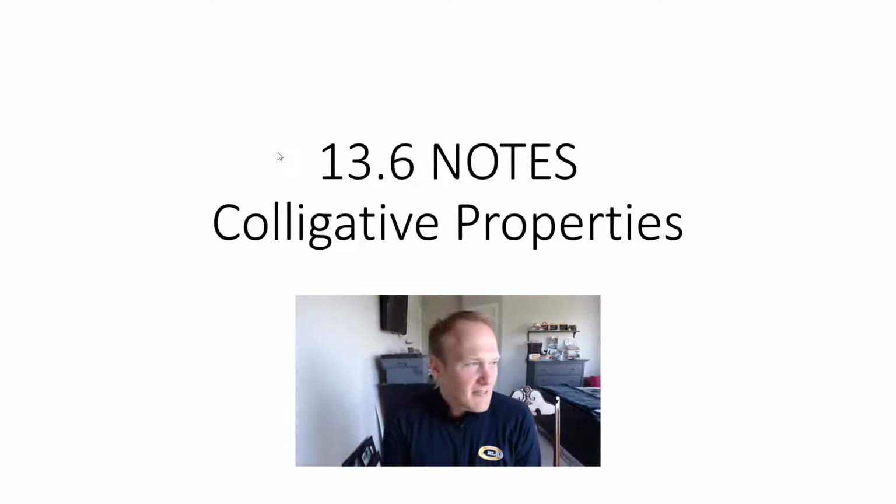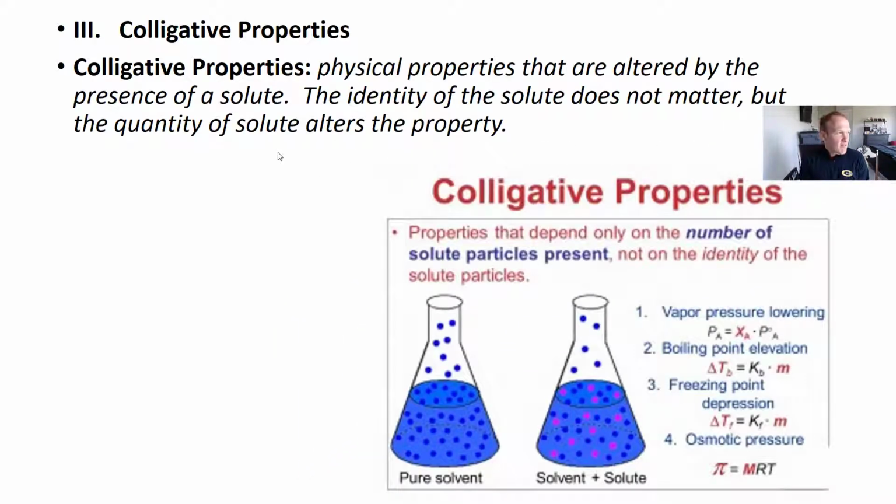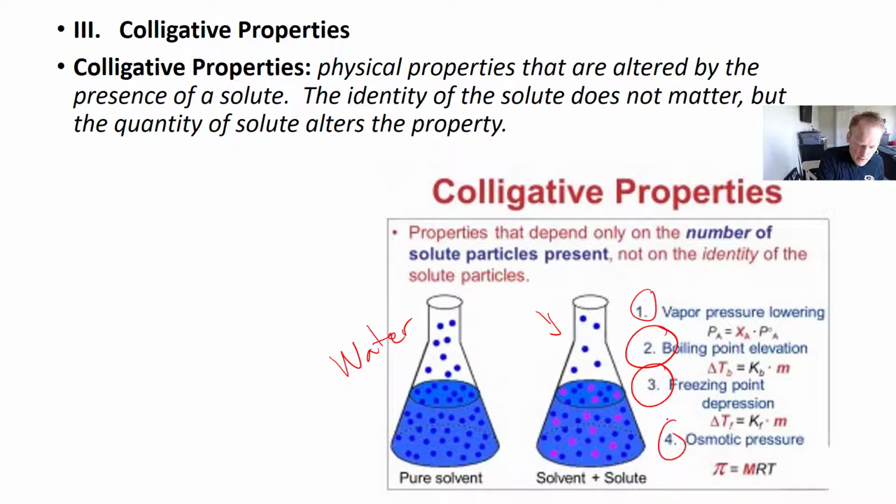Today we're going to talk about colligative properties. We've been talking about solutions. A colligative property is a physical property of a solution that changes because the solute is present. If you look at this graphic down here, we have a pure solvent, so you could think of this as water. And then here we have a solvent plus a solute. When you have a solute dissolved in a solvent, it changes things like boiling point, freezing point, vapor pressure and osmotic pressure.